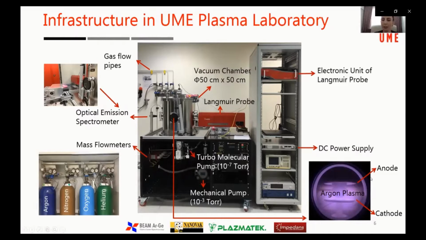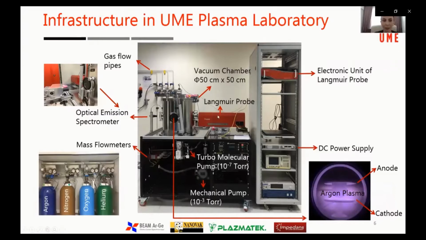Also inside the vacuum chamber, we have two conducting plates, anode and cathode. We apply DC voltage across the ends of these conducting plates. Then this supply of energy will ionize the gas inside the vacuum chamber. This is an argon plasma you see on the right. It glows purplish. And we also have, for plasma diagnostics, a Langmuir probe and an optical emission spectrometer.